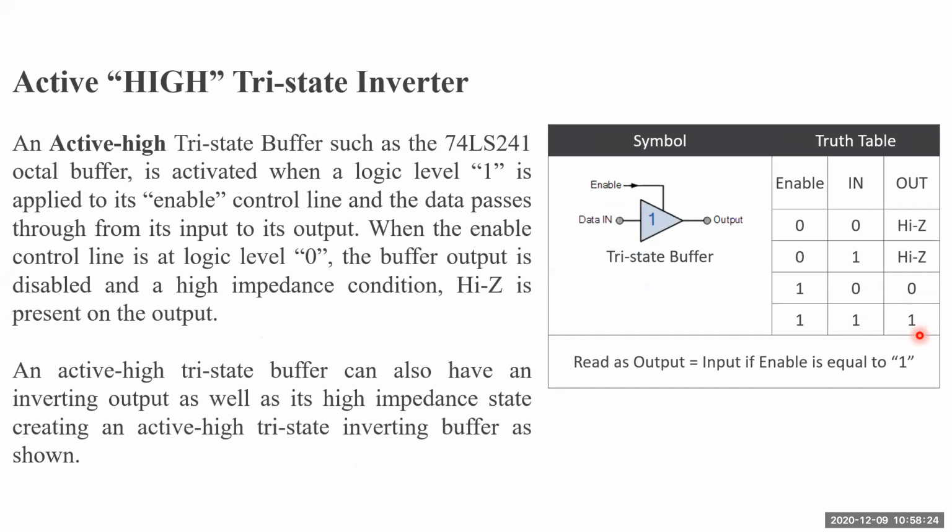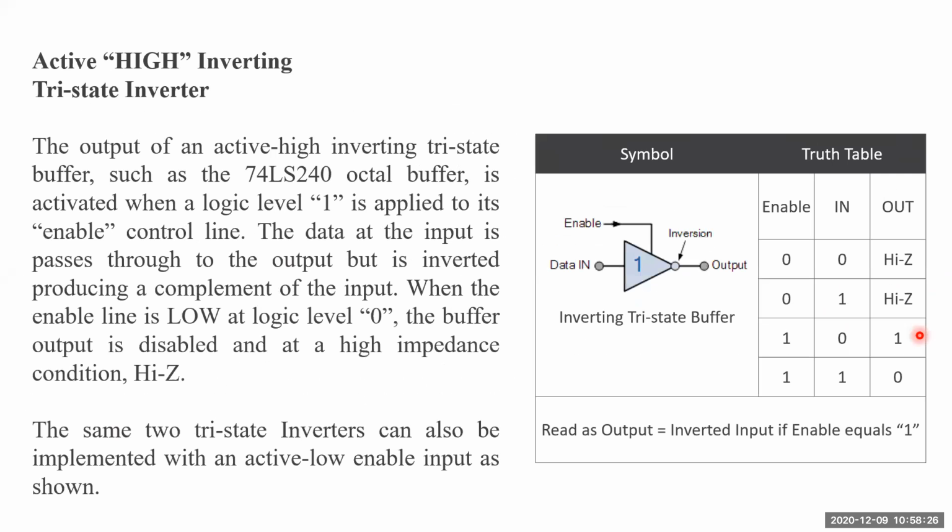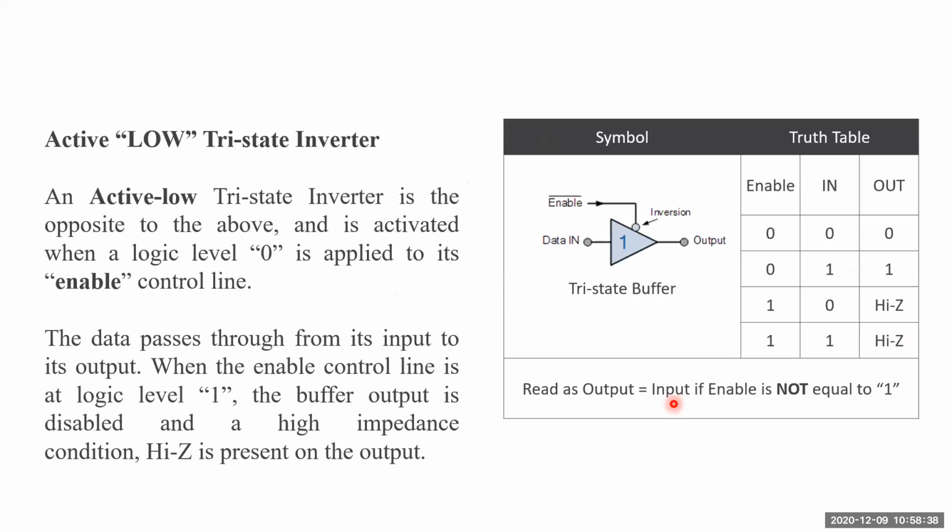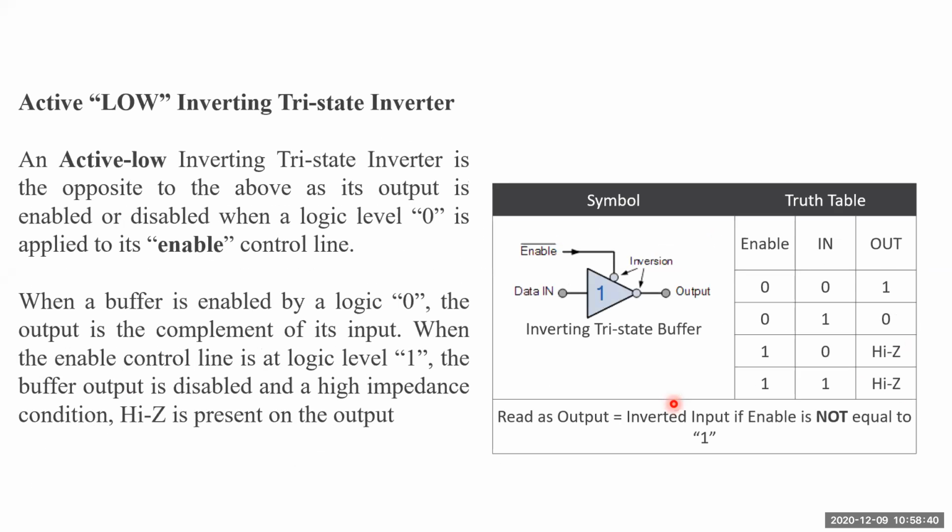If you supply 1, the same output is obtained. But when it comes to the next level of this active high state, it will be, sorry, an inverting state. If you supply input 0, output will be 1. If you supply 1, the output will be 0. So these are the conditions for the tri-state inverter and tri-state buffer.